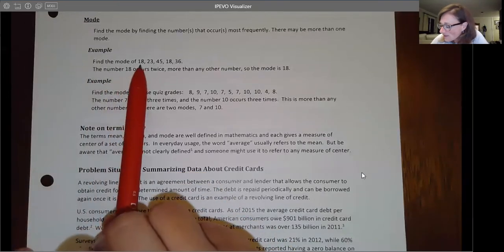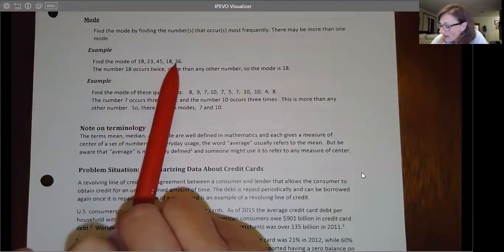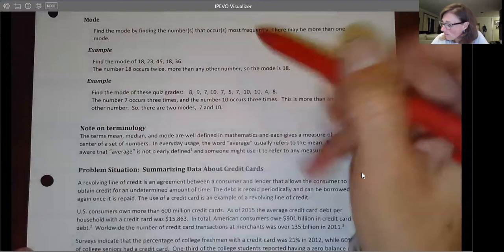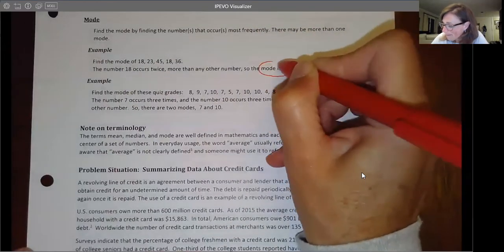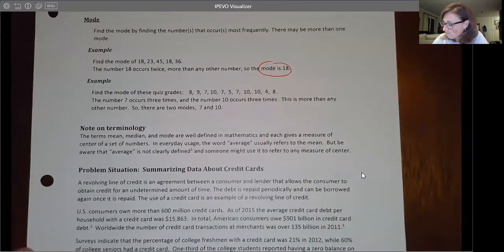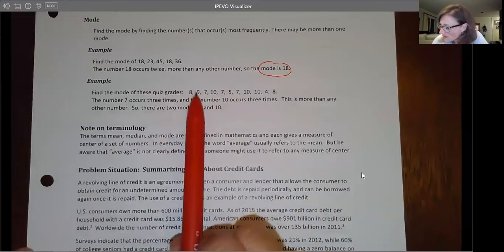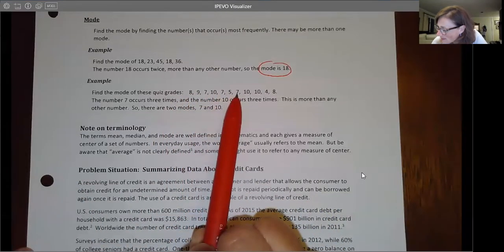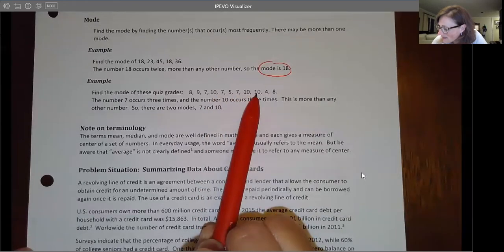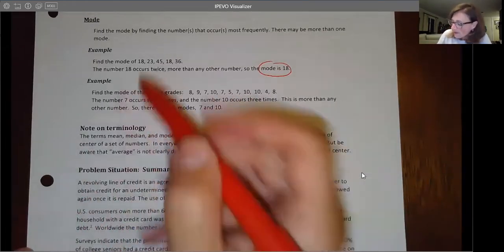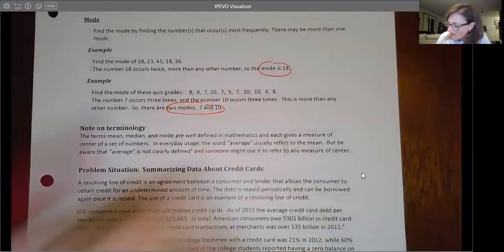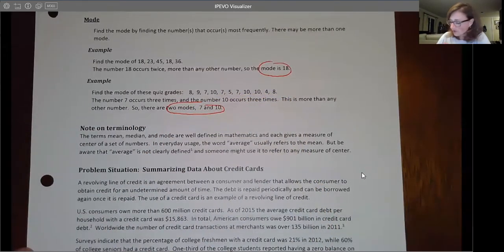All right, so here is a set of examples. Here's a set of numbers as an example. And you see that 18 occurs twice, which is more than any other number. So the mode is 18. In this one, they said, look, the 7 occurs 3 times, and the 10 occurs 3 times, and that's more than any other number. So there are 2 modes, 7 and 10. And typically, that is what is called bimodal. There's 2 modes.